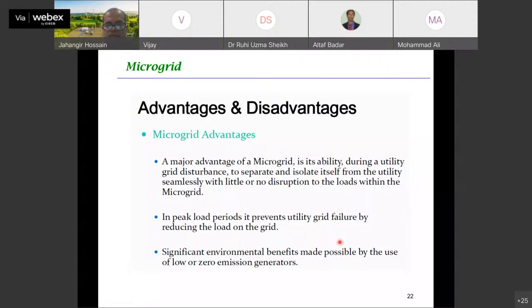In peak periods also, it can help the main grid by reducing the load on the main grid because it can supply its own loads from the microgrid, and it has got significant environmental benefit because most of the sources have either very low or even zero emission.